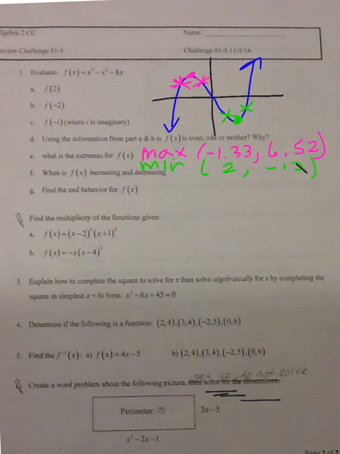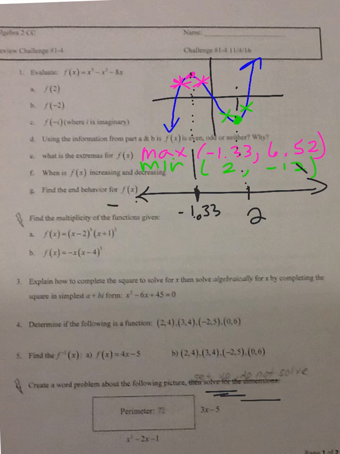All right, so now you want to know where it's increasing and decreasing. So remember, we drew a number line underneath the graph, and what you plot on your number line are your x values for your max. So my x value here is negative 1.33, and your x value for your min is 2. At the ends, negative infinity and positive infinity. And now you're looking to see what your graph is doing. Remember, you read a graph from left to right. So here your graph is going up. So it's increasing in here. Here your graph is going down, so it's decreasing. And here your graph is going up, so it's increasing.